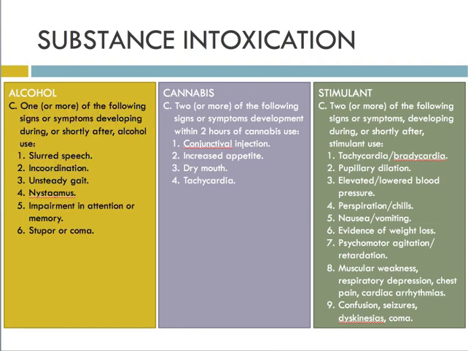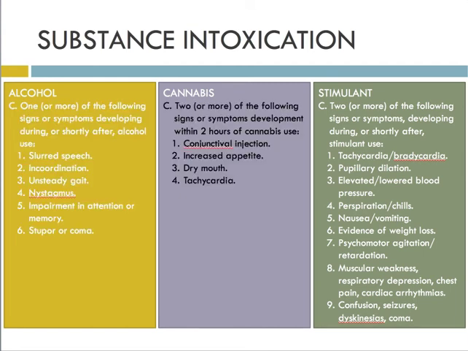So for alcohol intoxication, this includes one or more of the following: slurred speech, incoordination, unsteady gait, nystagmus, which is involuntary eye movement, impairment in attention or memory, and stupor or coma. To be experiencing cannabis intoxication, the person must have 2 or more of conjunctival injection, which means having red eyes, increased appetite, dry mouth, or tachycardia, which is abnormally rapid heartbeat.